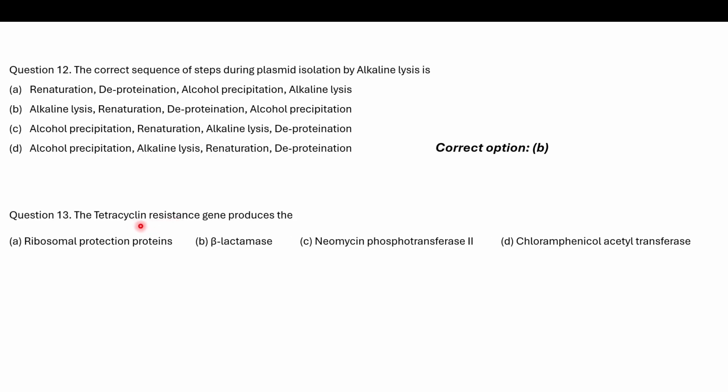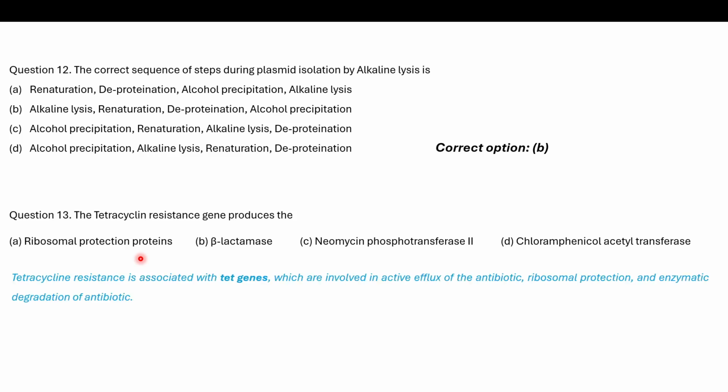So if something is resistant to tetracycline, what might be the case? Ribosomal protection proteins will be formed, which will counter the effect of tetracycline. It will not allow the tetracycline to go and bind to the ribosomes.